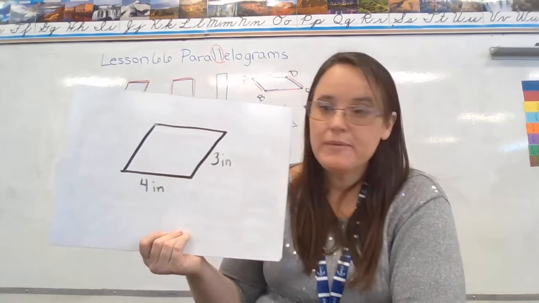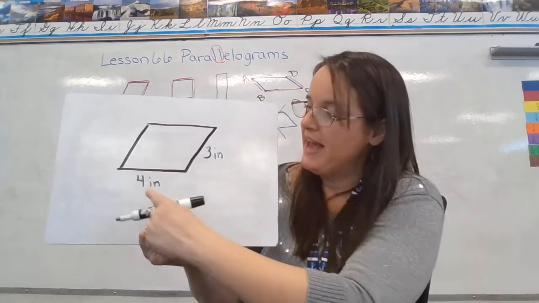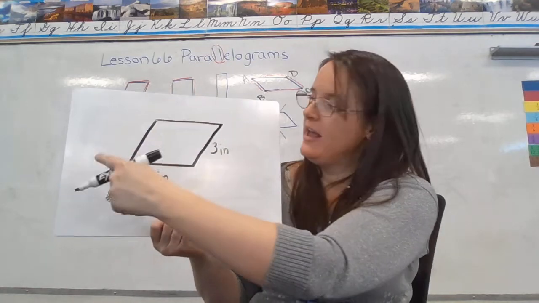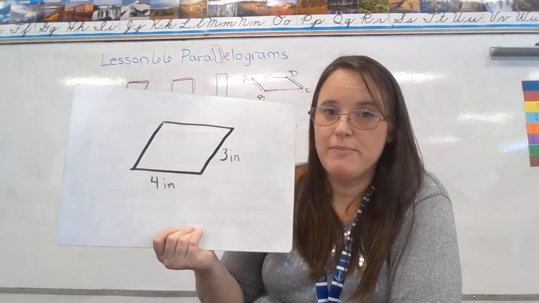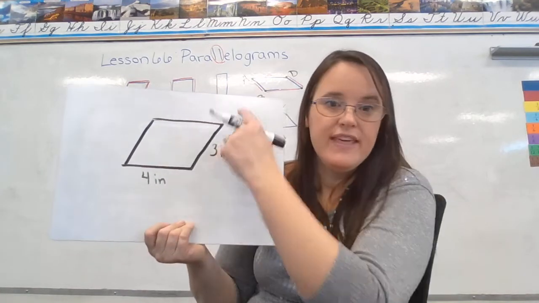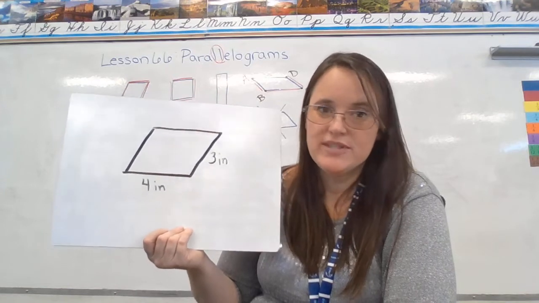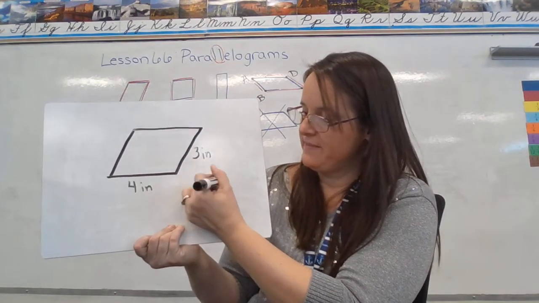To find the perimeter, we have to add all 4 sides. So I'm adding 4 plus 3 plus 4 plus 3. So let me teach you now my perimeter trick. They usually only label 2 sides. I add those 2 sides first. So 4 plus 3 gives me 7 inches.